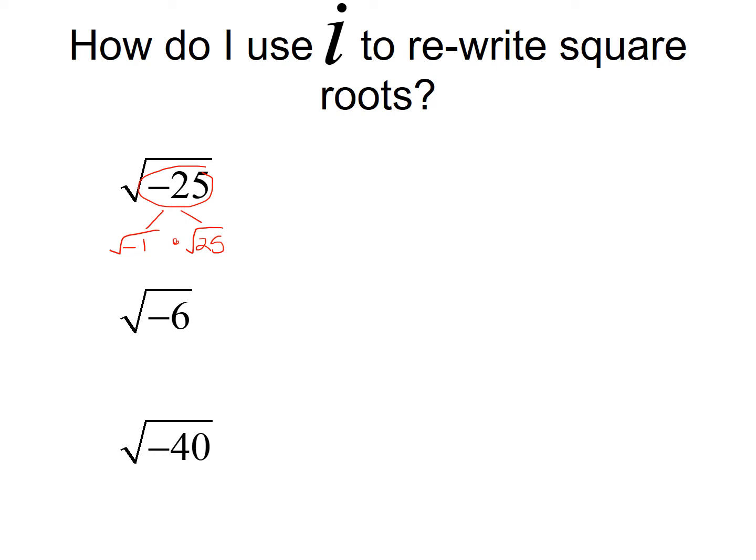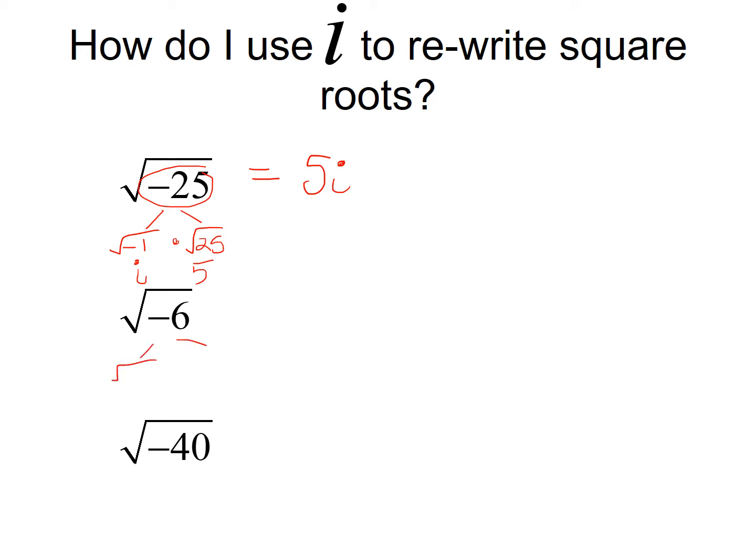So we know now that the square root of negative 1 is I, and the square root of 25 is 5. So my answer now is 5i. The proper way to write these is the whole number first and then the I. Okay, so now let's break down the square root of negative 6.